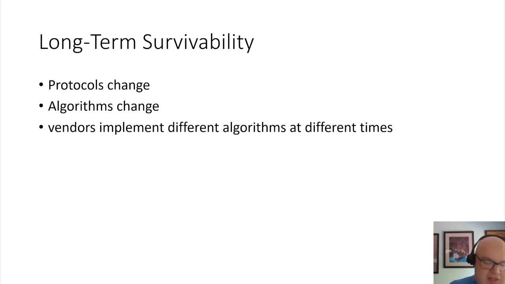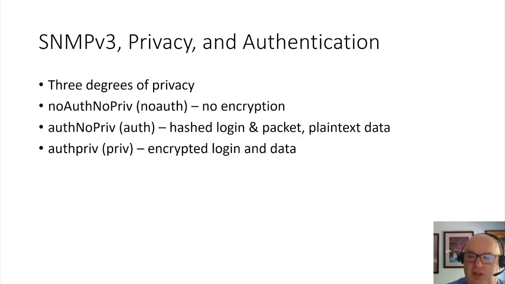Many vendors offer SNMP with a variety of algorithms. So we have to be able to adapt as time passes. And SNMP version 3 is fairly good at that. To start with, it comes with 3 degrees of privacy. No auth, no priv, which is no encryption, no privacy, much like a community. Auth, no priv, it has hash login and a packet and plain text data. And auth priv encrypts everything.